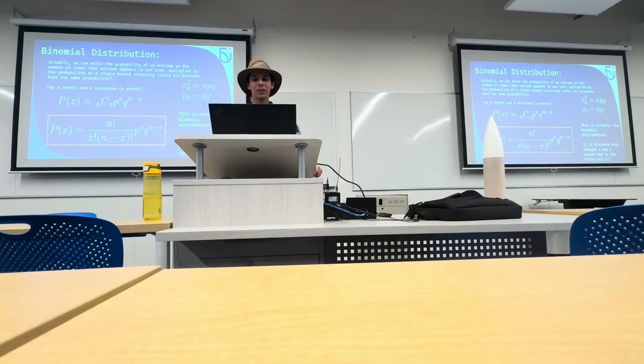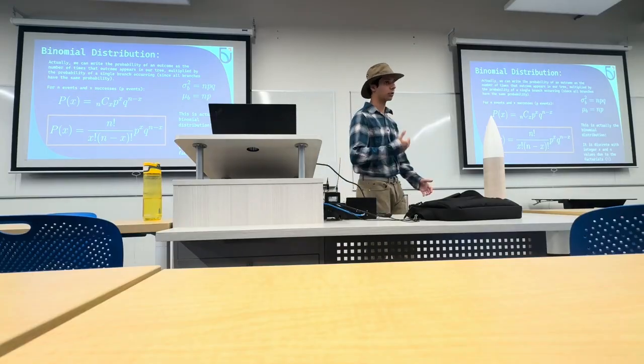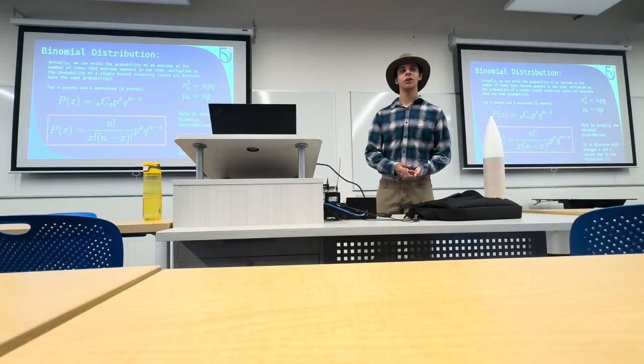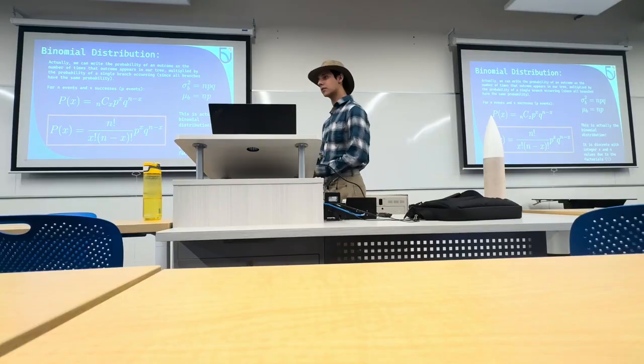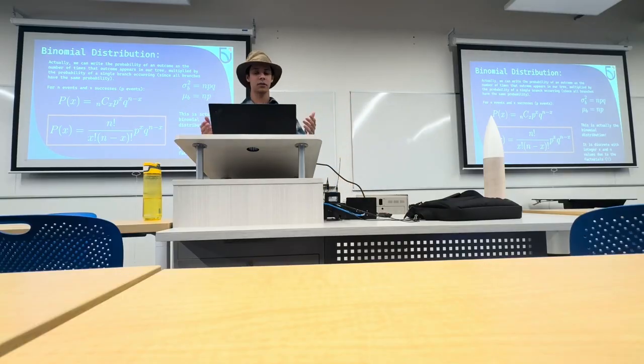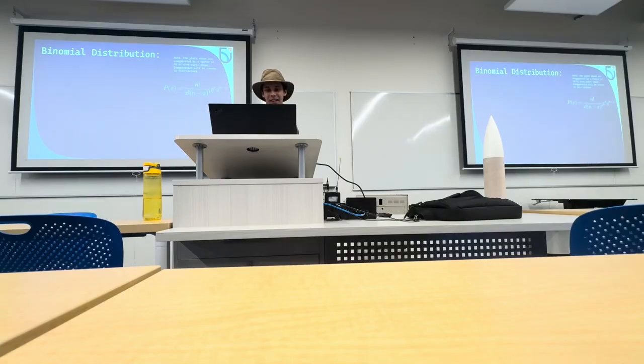And very happily, it has a mu of n times p. That makes sense. Your probability of success times the number of times you run the event is the number that you're going to expect to get. And the variance on it is simply n times p times q. Very, very nice. I don't actually know what's on the slides after this point, so we're going to just play it by ear from here.